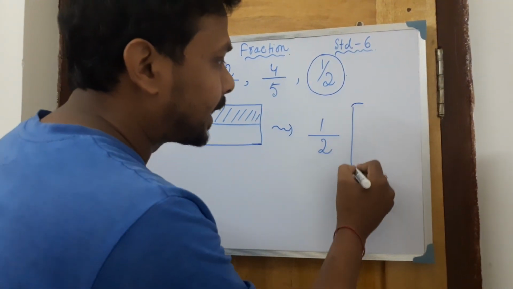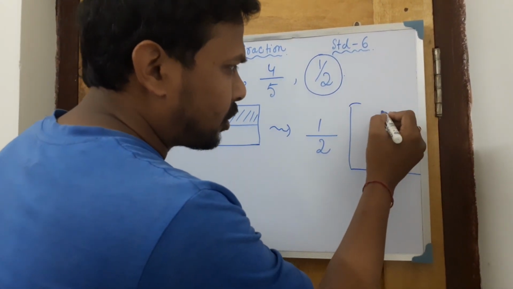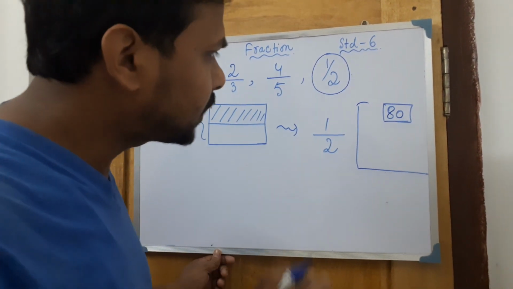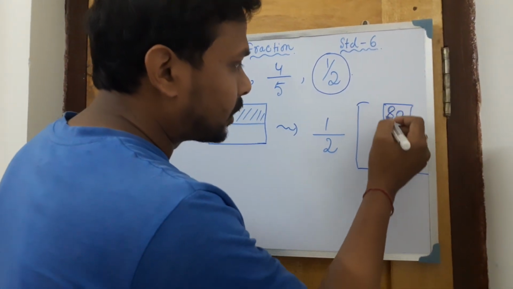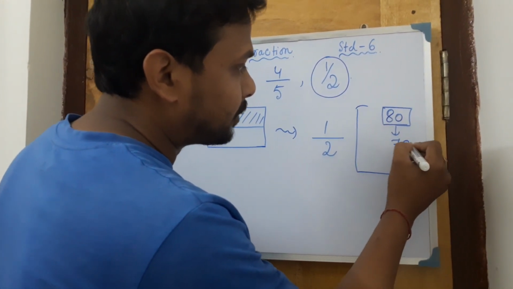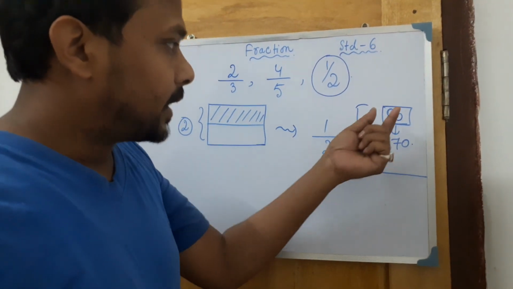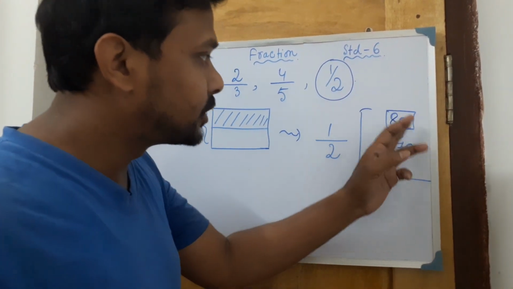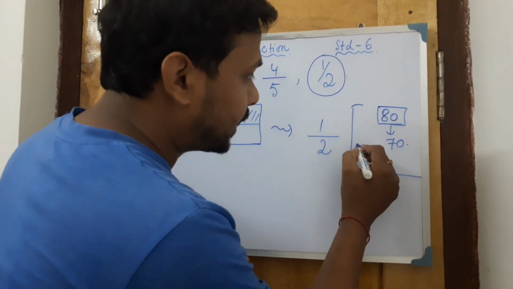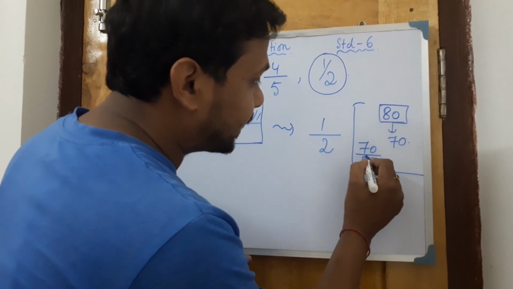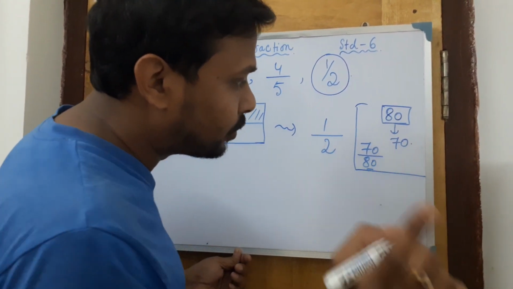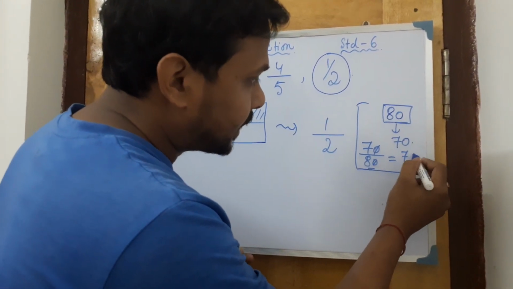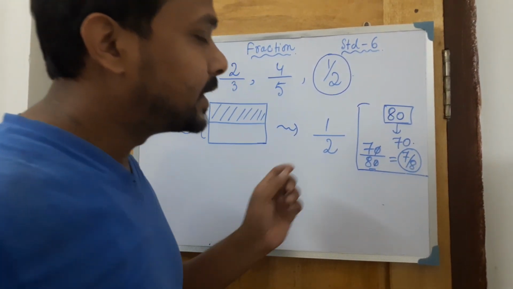Suppose you have given an exam of 80 marks, and suppose you have got 70 marks in the maths exam. Now if someone asks you to write this in mathematical terms, you have to write 70 divided by 80. That means within 80, you have scored 70. If you write this, then 7 by 8 will come, which is a fraction.